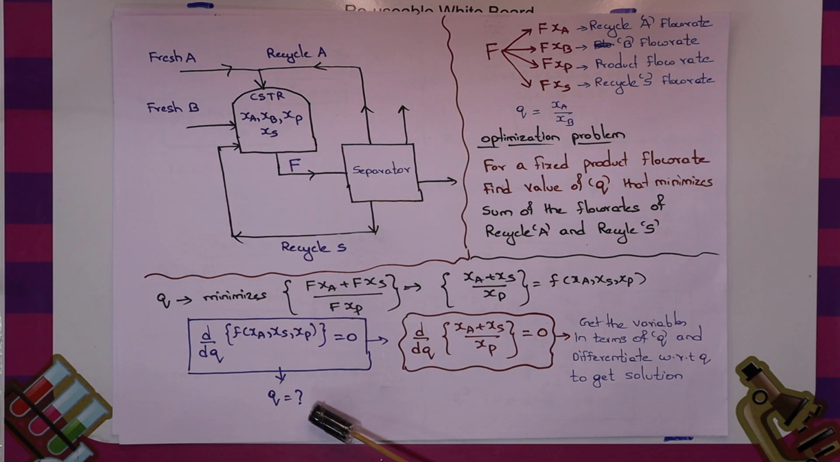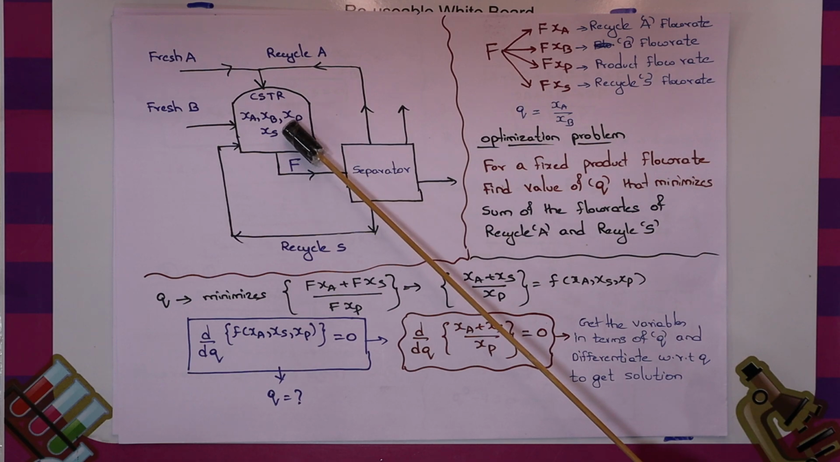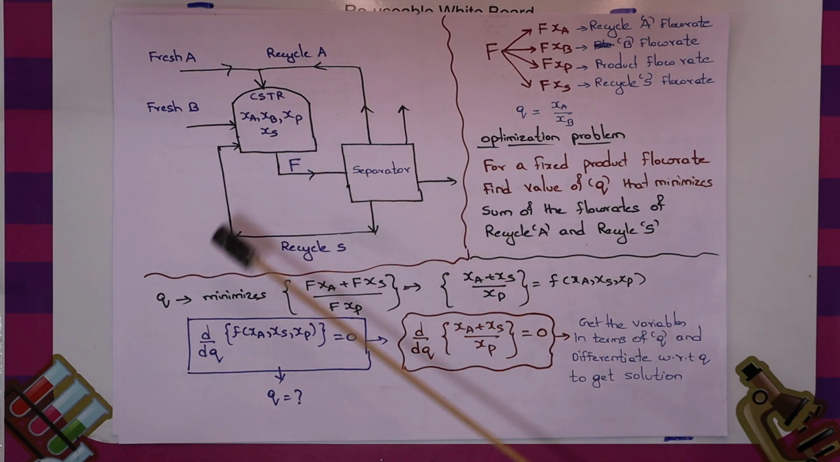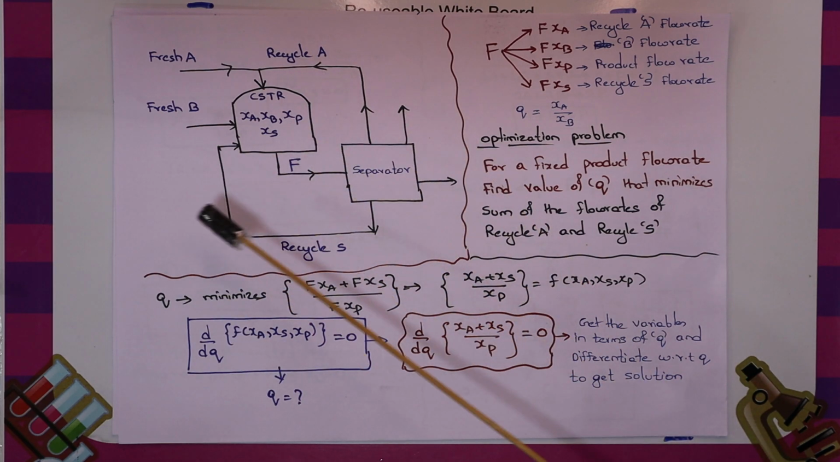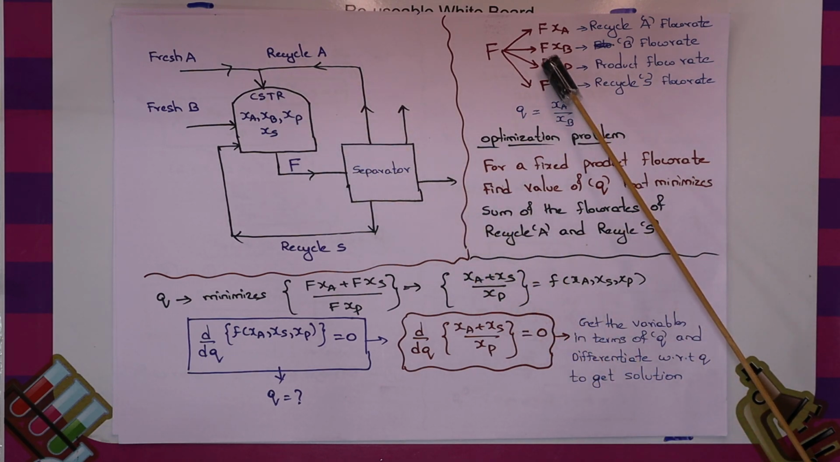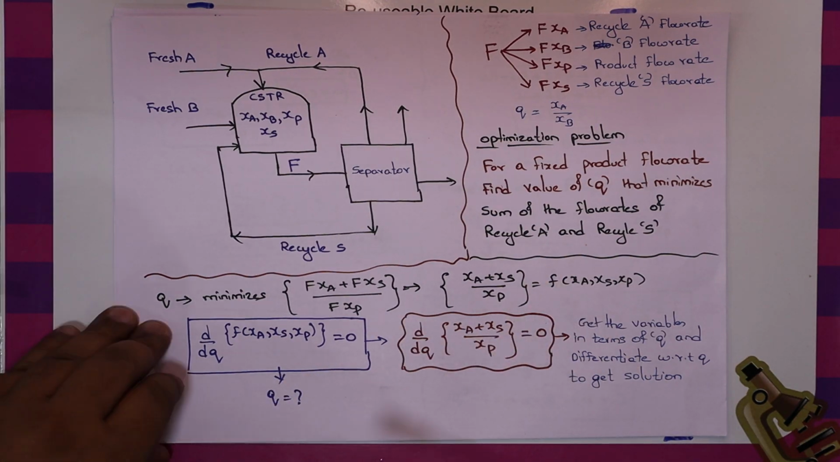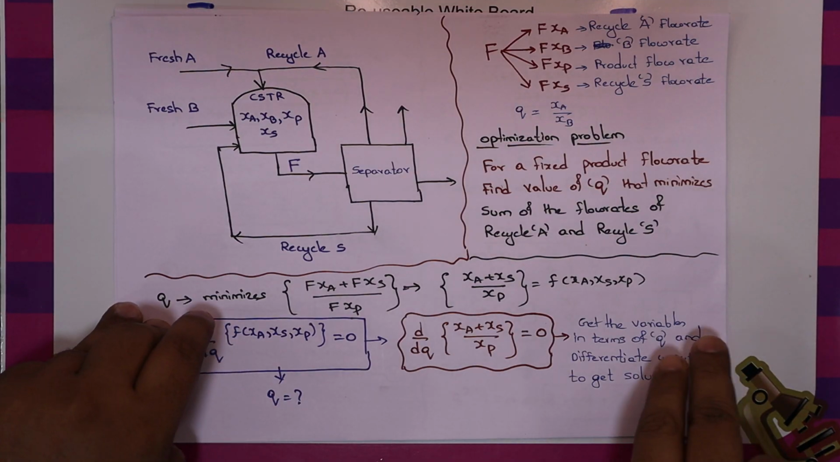Then at this condition you get some value of q. That is what you are supposed to calculate: what value of q you need in the reactor. So you can minimize the recycle A or recycle S for a fixed product rate, which is F into XP. So let us get this equation in terms of q, so it will be more practical.